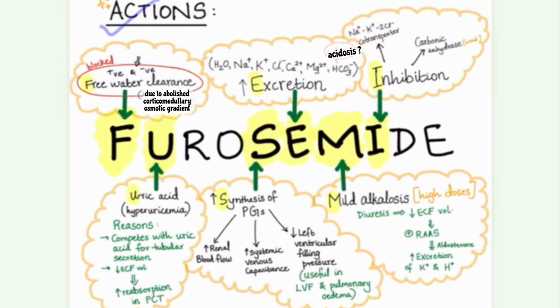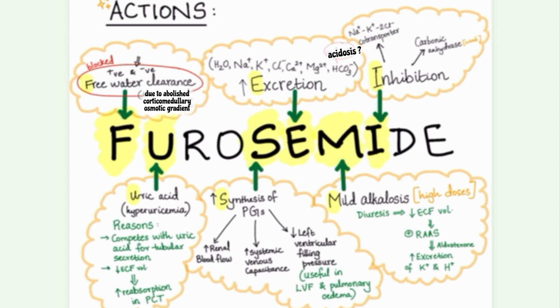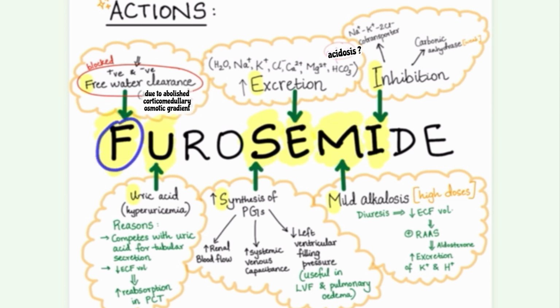Actions of furosemide. Actions of furosemide can be remembered from the word furosemide itself. Just remember the letters F, U, S, E, M and I. F stands for free water clearance, that is, furosemide will block positive and negative free water clearance. And the reason for this is because furosemide will abolish the corticomedullary osmotic gradient. Now we have U, which stands for uric acid.